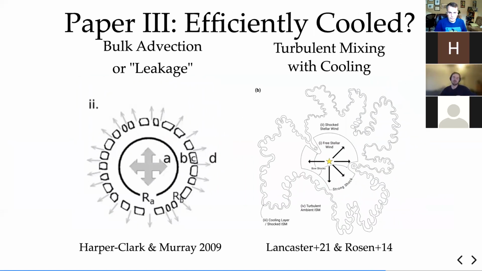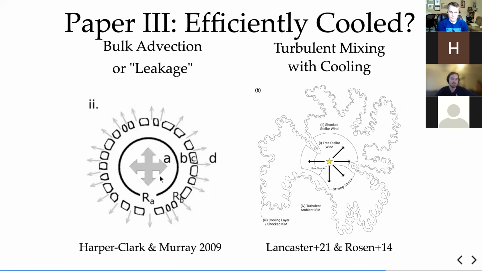Even before this, going back to the early 2000s, before even Harper, Clark, and Murray, people had a picture of how to explain the low luminosities seen in X-ray bubbles. There were two pictures. One way to remove energy is to allow it to escape efficiently. If you imagine you're blowing a bubble and you put a needle in it, it's very hard to keep blowing the bubble. That is referred to here as leakage, or bulk advection of the wind gas out of the cloud.